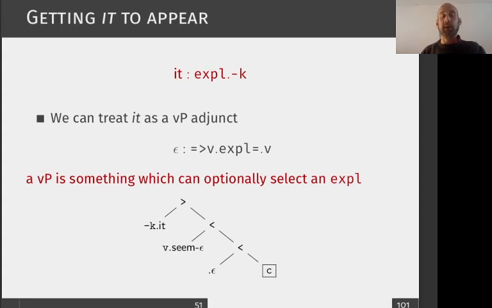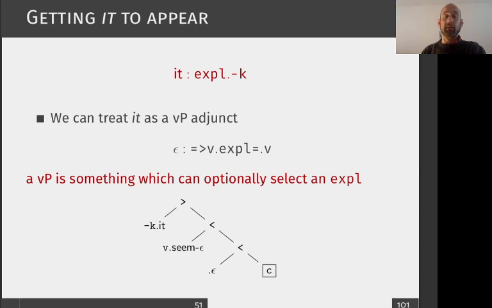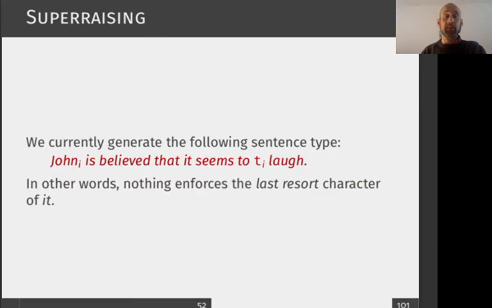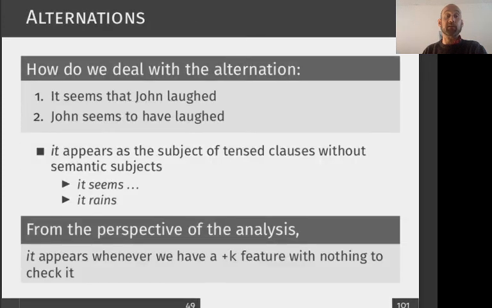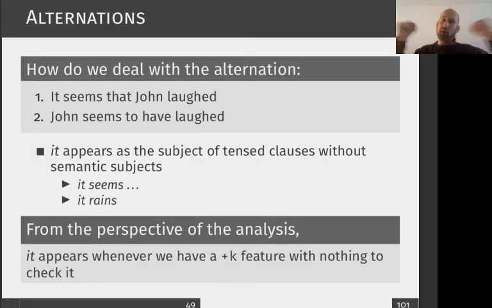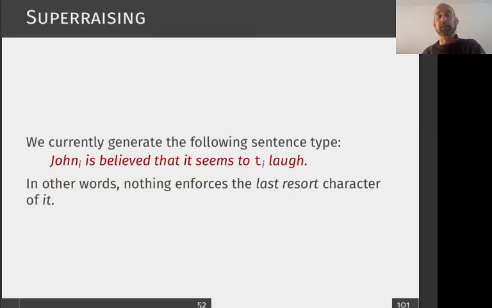All right, and so now we can add an it on top of, say, our seem. So here we've taken seem, selected a CP, added an it, and then everyone is happy. Okay, so now we have a way of deriving the sentence, it seems that John laughed. Awesome. But it's never so easy.